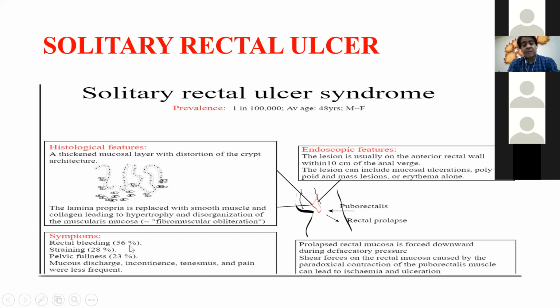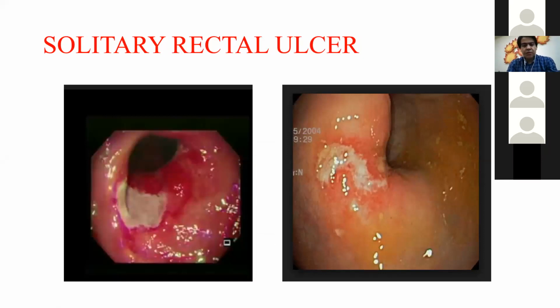These patients may come to you with straining, pelvic fullness, mucus discharge, incontinence, tenesmus, and less frequently pain. Endoscopically, these lesions may appear as an ulcer or a polyp; these are two different patients' endoscopic pictures. Here you can see a large, deep, wide-based ulcer surrounded by severely erythematous mucosa. Usually these form on the anterior wall of the rectum, just within 10 centimeters of the anal verge. And this is the endoscopic view.